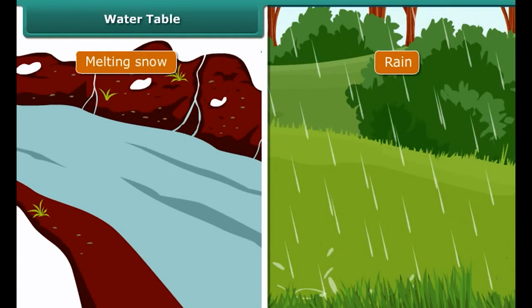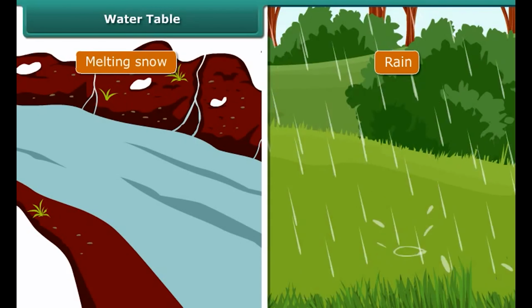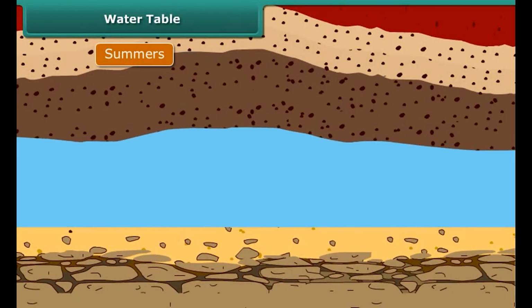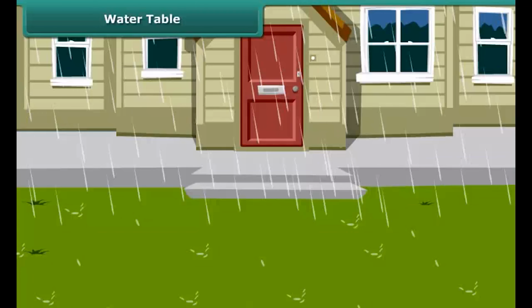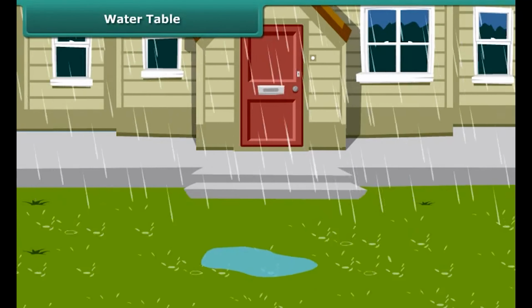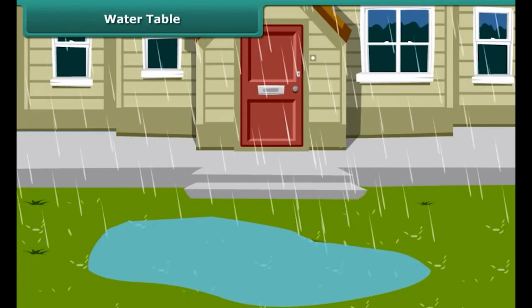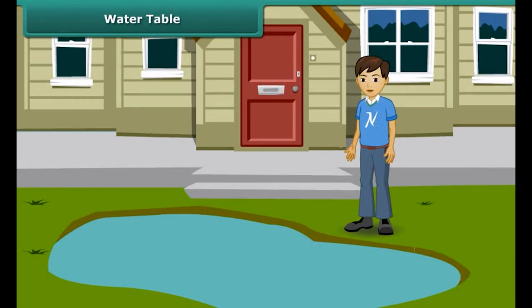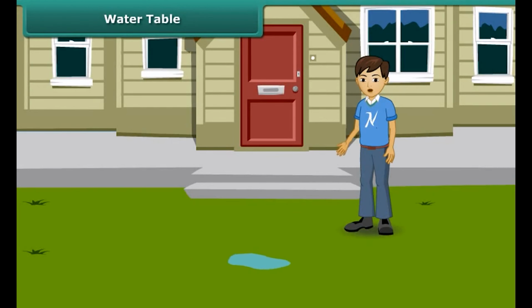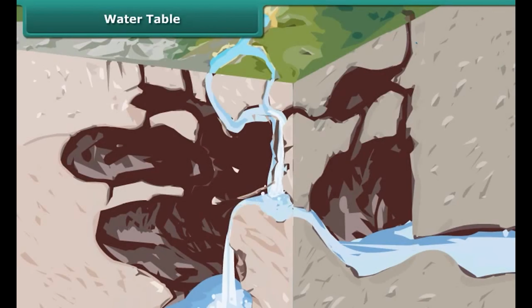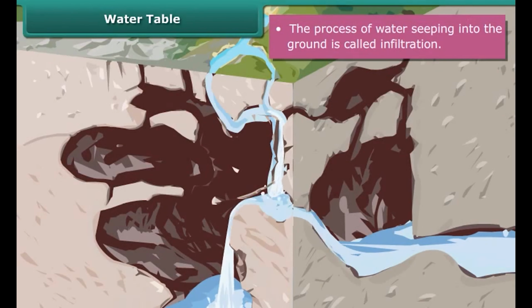Seasonal fluctuations in water table are common. During summers, the water table goes down, but during monsoon, its level rises. You just witnessed heavy showers in your locality. Huge puddles have formed. A few hours later, the puddles are nowhere to be seen. Where has all the water disappeared? It has seeped into the ground. This process of water seeping into the ground is called infiltration. Groundwater gets recharged by this process.